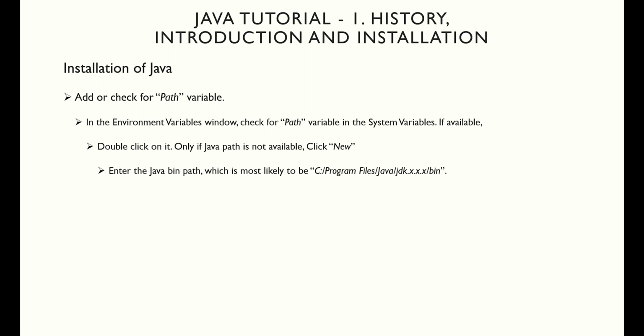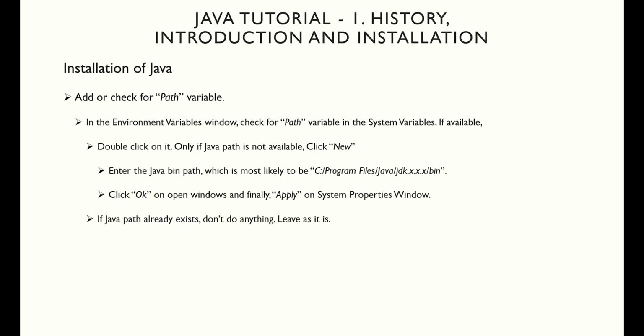If the Java path is already available, ignore, else click on New. Enter the Java bin path. Usually it would be /program files/java/jdk version number/bin. If you can't find such a folder, check whether Java folders are loaded. Most likely to be in Program Files or Program Files x86. Click OK on all open windows and finally Apply on the System Properties window. Restart the command prompt and check for the Java version. You should get the successful Java version details.